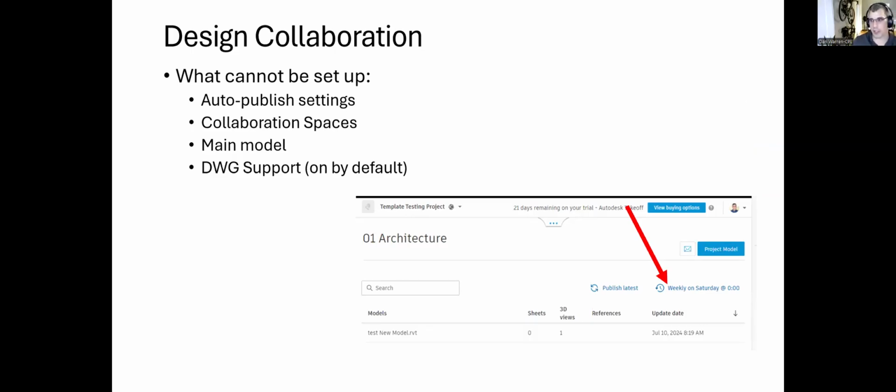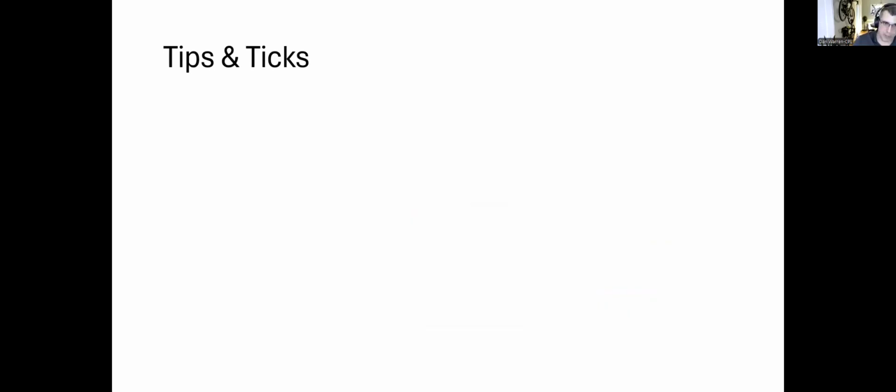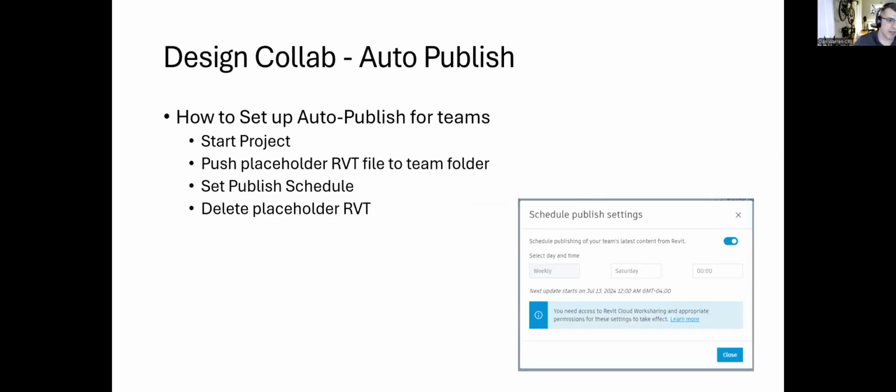I will show you though, how you can do it for your teams on their behalf. You can't set up the collaboration spaces, which is sad. You can't set up the main model settings, which is sad. And the DWG support, you can't really interact with it, but it's always default on because if people are pushing DWGs up, you want those included in coordination, which makes sense. But the sad thing is you can't do the auto publish setup. So that's my first tips and tricks section.